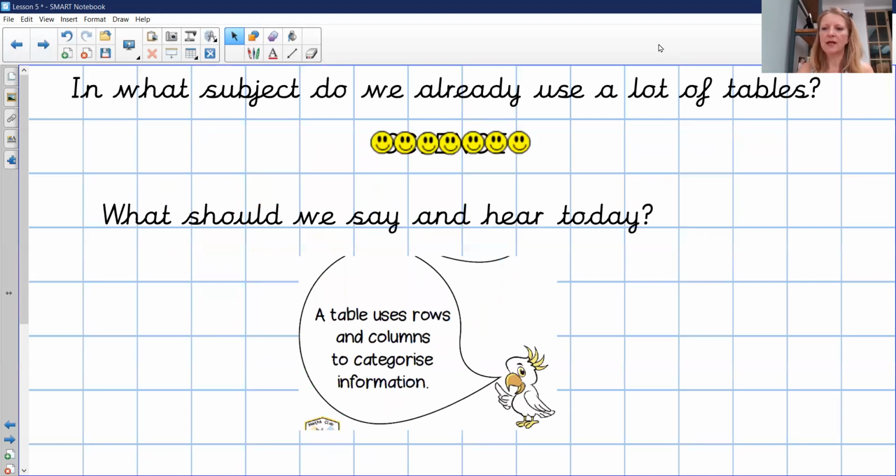Okay, so today we are looking at tables, the tables of information where we get the data that we can use to put in our pictograms and our bar charts. So the question here, in which subject do we already use a lot of tables? Where do we fill in a lot of information? What's hiding behind my smiley faces? Hopefully you said it's science. Yes, we fill in a lot of information in tables in science.